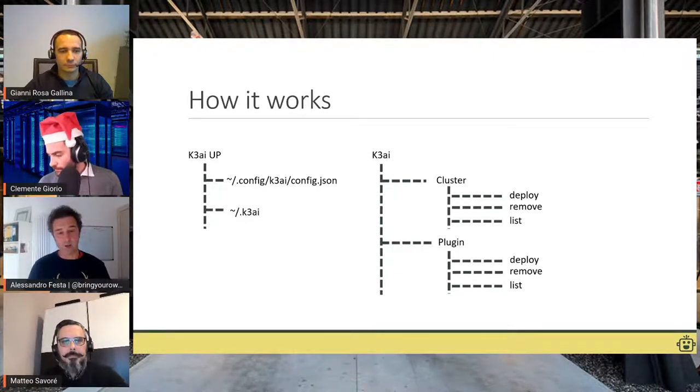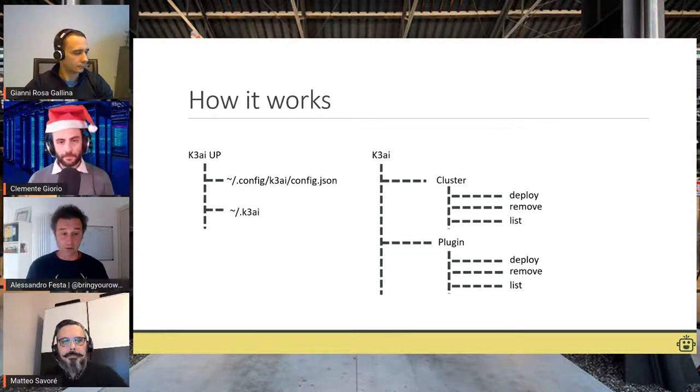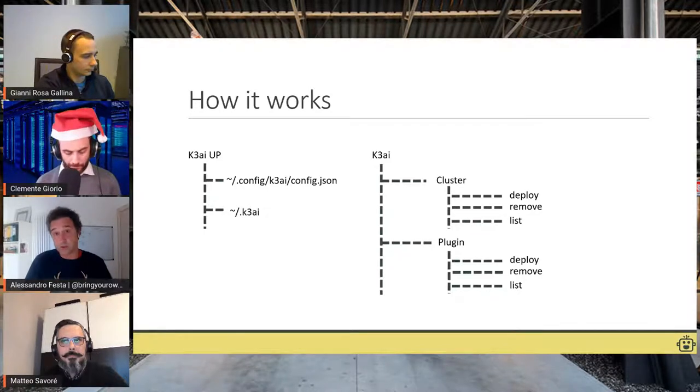We take care of the configuration, where you can customize the behavior of K3 AI by injecting a JSON config within the k3ai folder in your .config folder. That is really the standard default to provide configuration files within Unix and Linux systems. We also create a .k3ai folder in your home directory. In that directory, we install the tools we need under the hood, all the configuration of the kubeconfig files, everything that we need to operate the cluster and the plugins later.